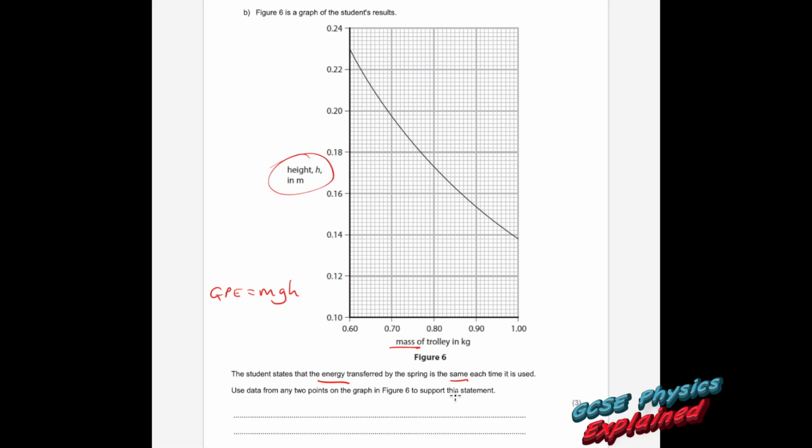Right, let's pick a couple of values that are easy to measure. So we'll go with 0.18. Again, mark it on the graph. And we'll go with a value of 0.16 for our other value.